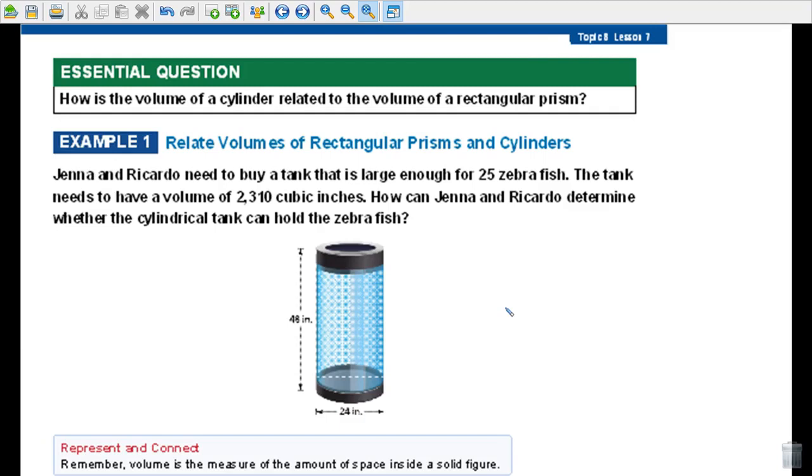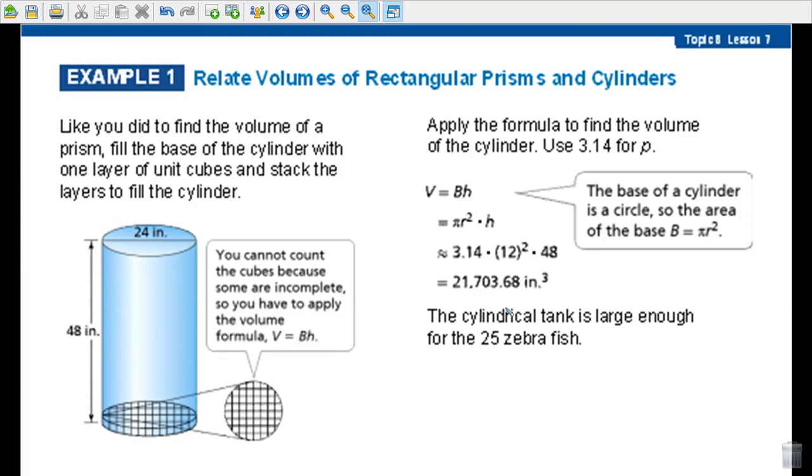Let's get into it. Like you did to find the volume of a prism, fill the base of the cylinder with one layer of unit cubes and stack the layers to fill the cylinder. We're not going to do that. So we're going to apply the formula to find the volume of the cylinder. All right?